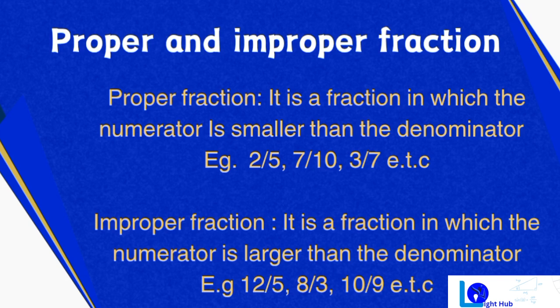You can see that the numerators 2, 7, 3 respectively in the 3 examples given there are smaller than the denominators, which are 5, 10, and 7 respectively. So we move to improper fraction.